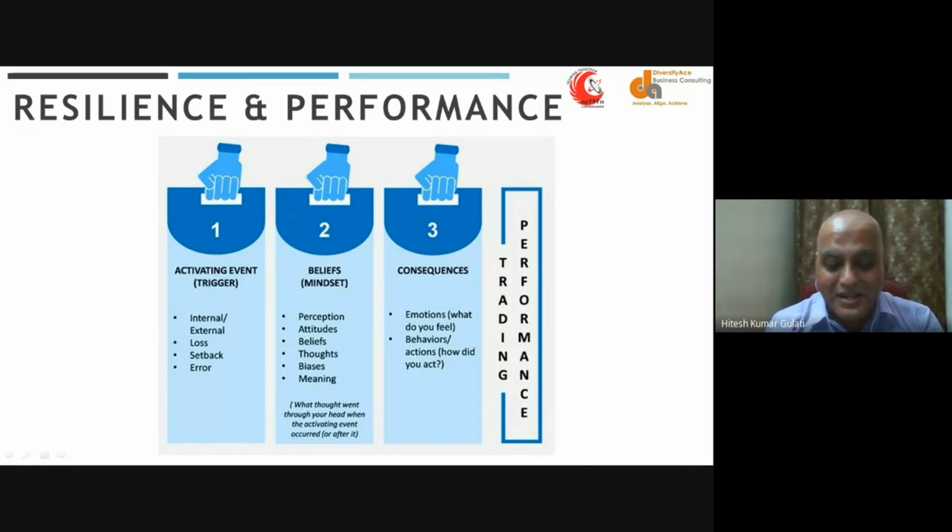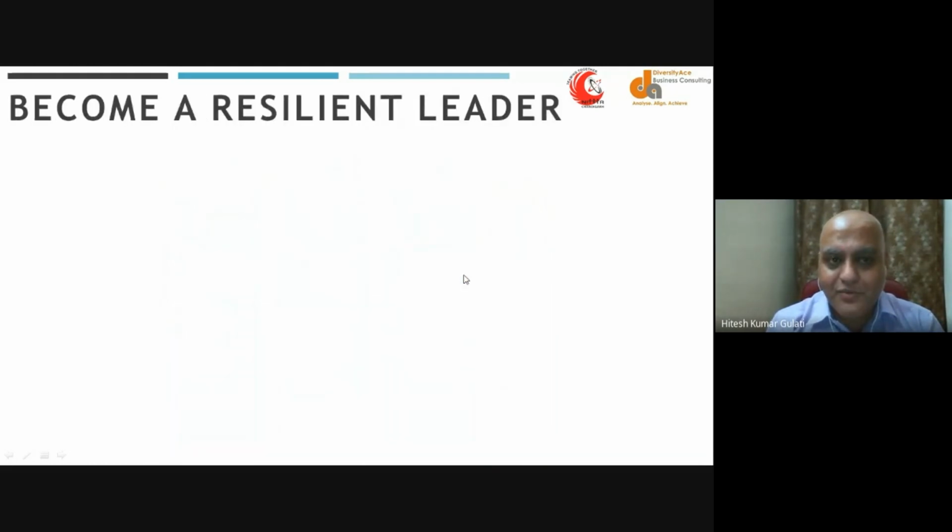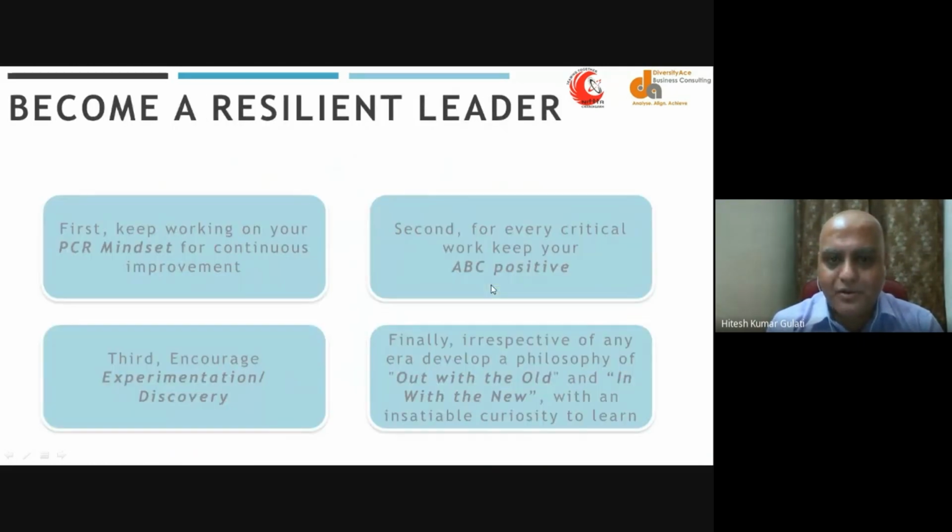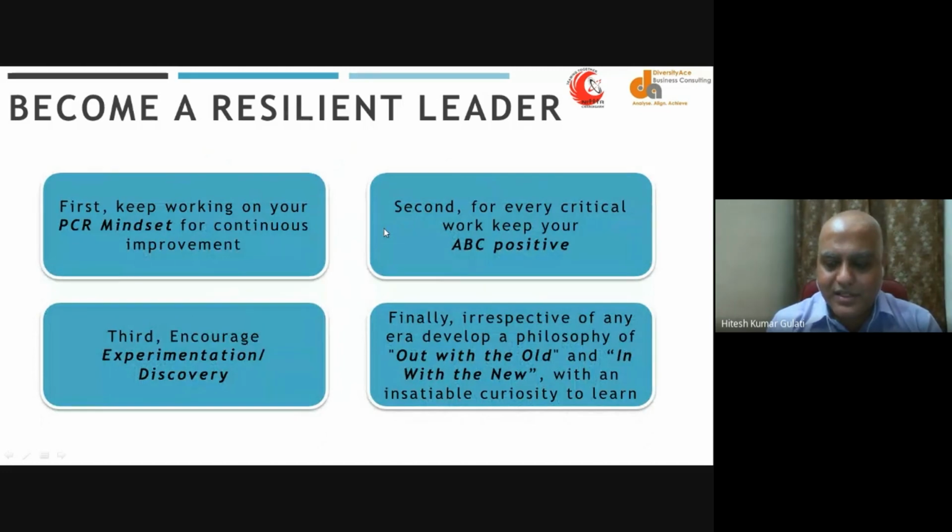So what I mean to say here is, if we have to become a resilient leader or a good leader, we have to basically work on four things, which is the conclusion of this entire session. First, we have to keep working on our PCR mindset for continuous improvement. Second, for every critical situation, we have to make our ABC positive, not ABC negative as in the case of Hitesh. Third is encourage experimentation and discovery.